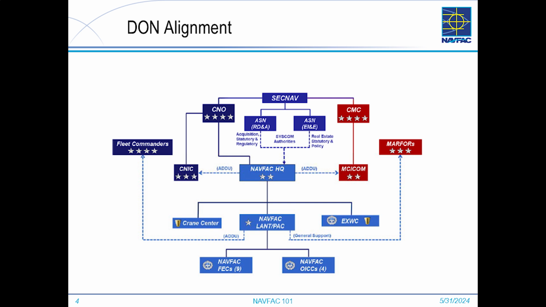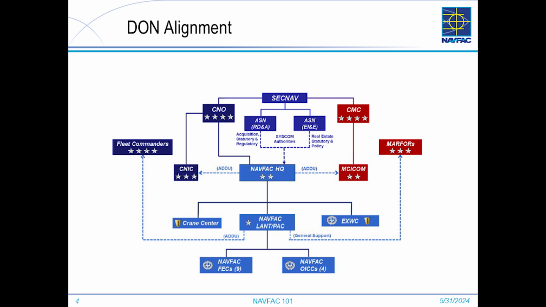So in the center, you see NAVFAC headquarters. If you follow that solid line from NAVFAC headquarters going up on the left-hand side, it goes directly to Chief of Naval Operations. NAVFAC reports directly up to CNO, as does CNIC on the left. If you follow that solid line from CNIC, it goes directly to Chief of Naval Operations as well.